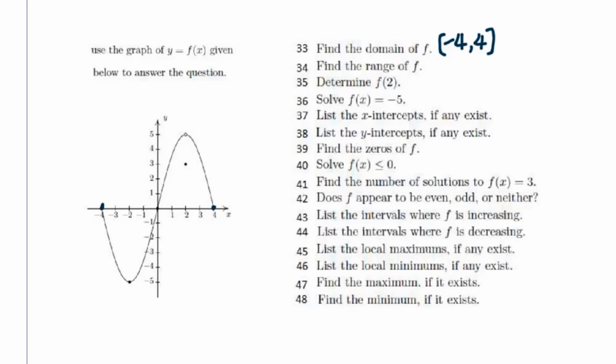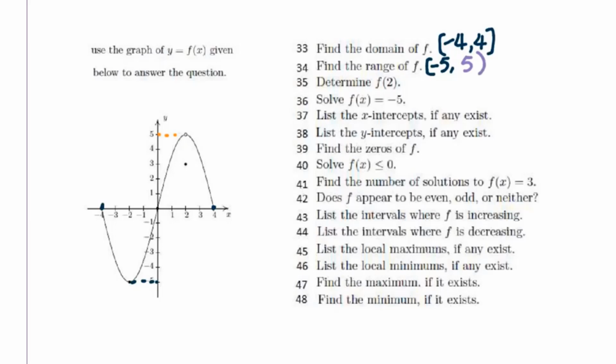Find the range. We need the very top point and the very bottom point. The very bottom point is -5. The very top point is 5, but that's an open circle, which means this value is excluded. Therefore, we use an open parenthesis at 5.